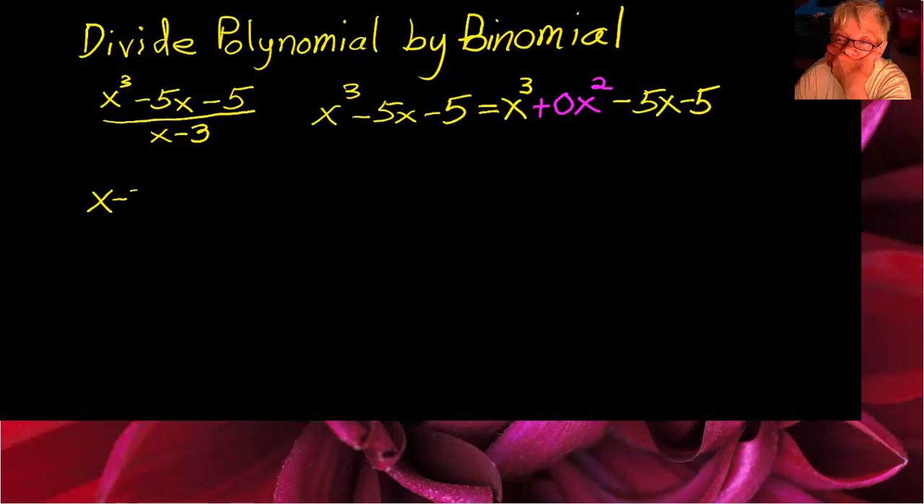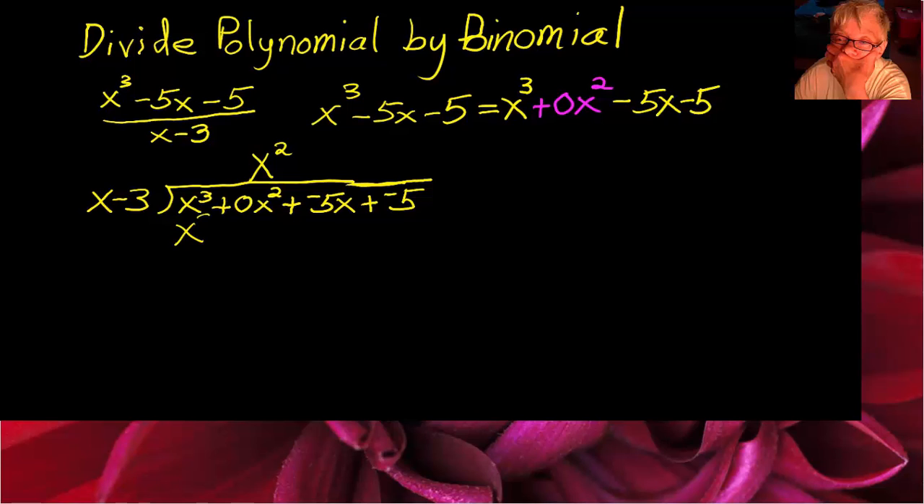Now, this is going to be the problem we solve. X minus 3 is divided into x cubed plus 0x squared minus 5x, well, plus negative 5x, excuse me, plus negative 5. Now, pull out the division symbol so it completely covers what you're dividing. Now, compare the leading terms. You multiply x by x squared in order to get x cubed. Then you draw the line and change your signs.